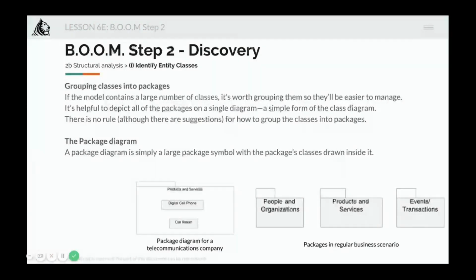So you can see package diagrams for a telecommunication company, how products and services can be bundled into digital cell phone and call return.